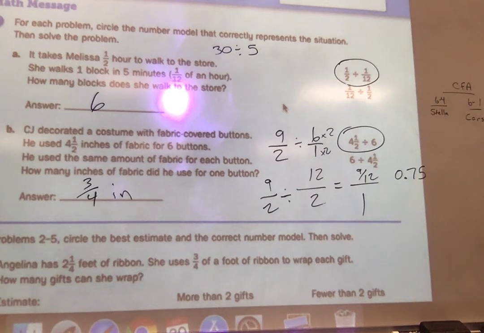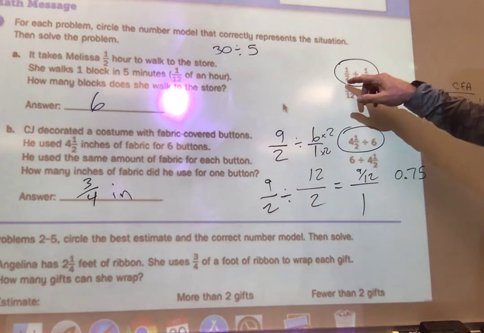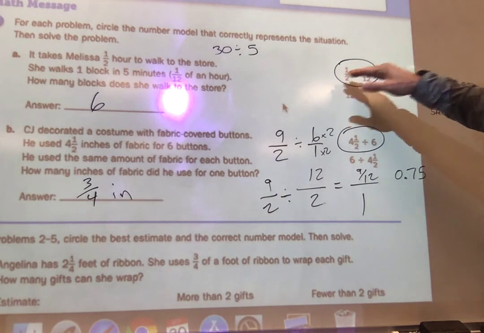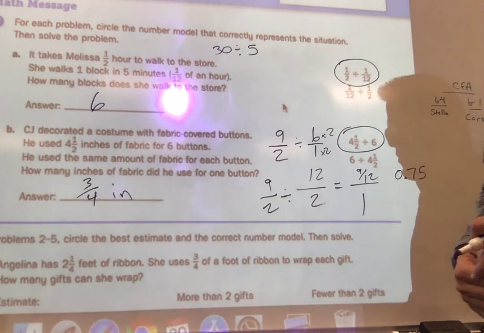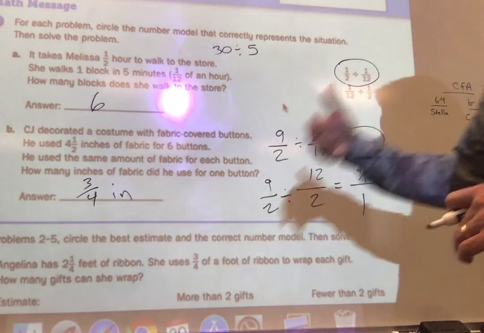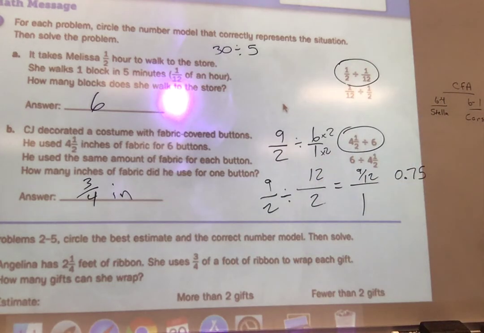So you're going to be practicing on your slides here today, just trying to get the dividend and the divisor in the right order, trying to get an answer that makes sense, doing a little bit of estimating, and just more deeply understanding division.